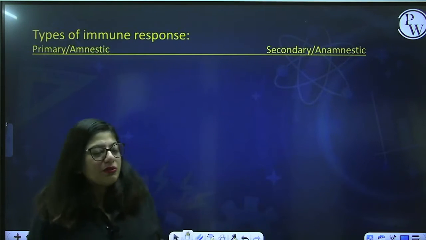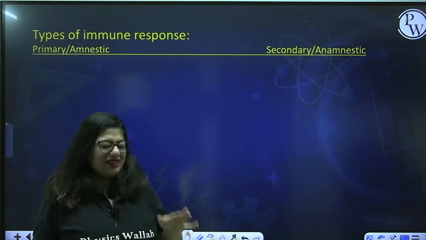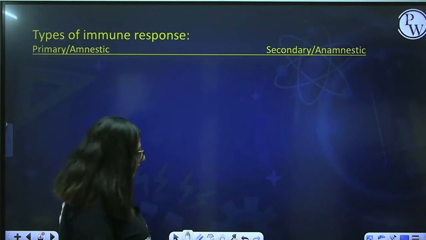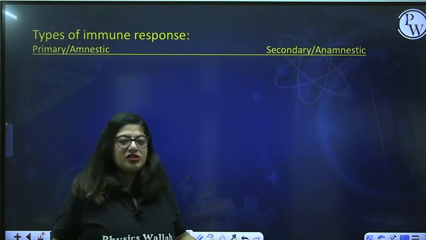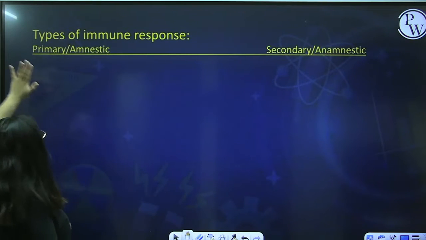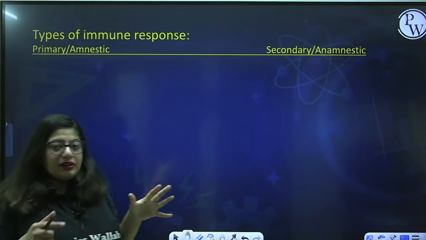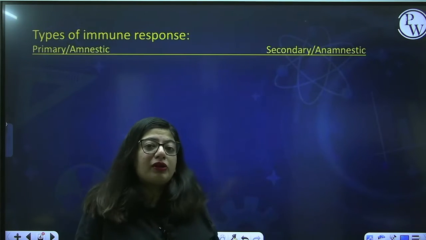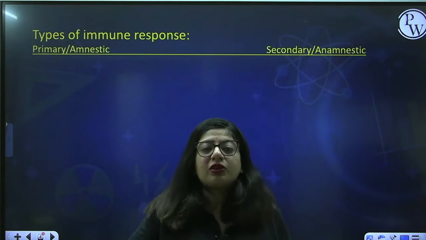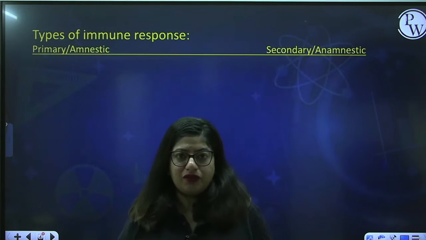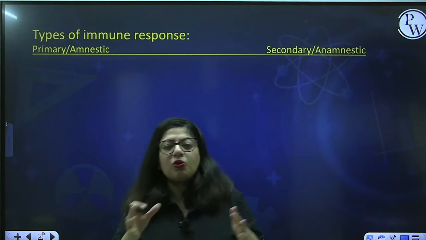There are two types of immune response, guys. One is primary or amnestic, another is secondary or anamnestic. Now what's the difference? Listen to me very carefully. This is also important. From here the questions are asked every year. Primary response is the immune response that occurs when you are exposed to the pathogen for the very first time. For example, you are exposed to the chickenpox virus for the very first time in your life. You don't have any vaccine of chickenpox virus either. You are very little, you get exposed to the chickenpox virus.